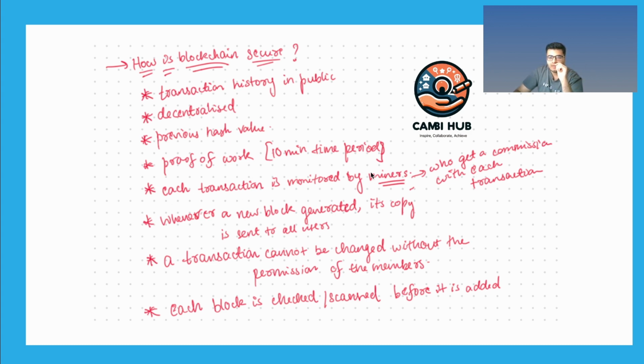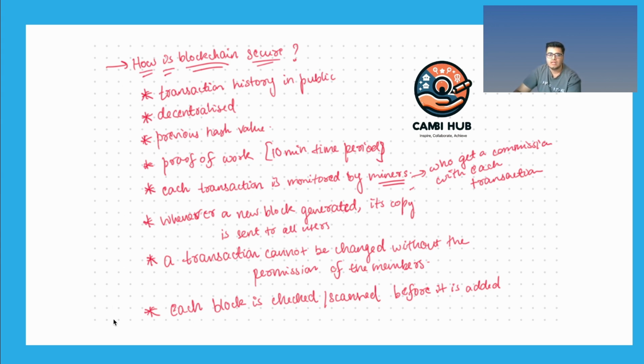Each transaction is monitored by miners. Now what are miners? Miners work as the police, right? They monitor the transactions and everything; they are the ones responsible for checking. If you are on the network, you can also become a miner, and you will get a commission with each transaction. Whatever transaction is made between any person on the network, a small commission is given to the miners. Whenever a new block is generated, its copy is sent to all users. A transaction cannot be changed without the permission of the members, and each block is checked and scanned before it is added to the blockchain.